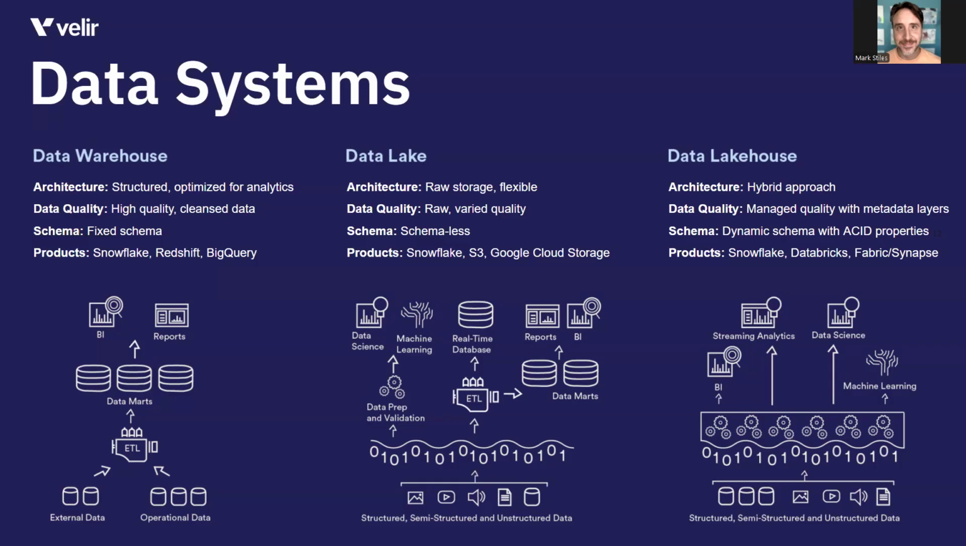But the data warehouse is really what you would think of as a traditional database. It has a database, but it is at a cloud scale. So very large scale disk space, high performance. It has a fixed schema like any good DBMS with ACID transactions. And some of the products you'll see are Snowflake, Redshift, or BigQuery.